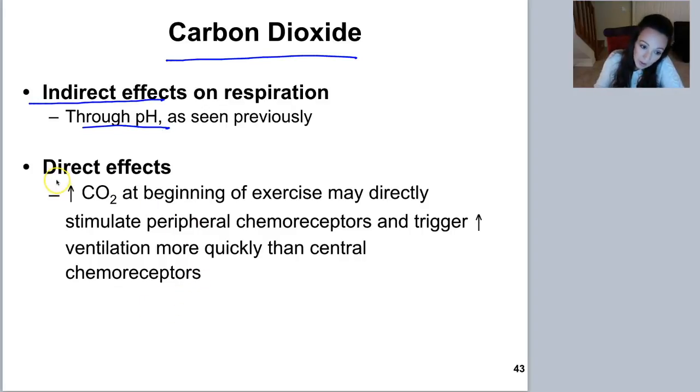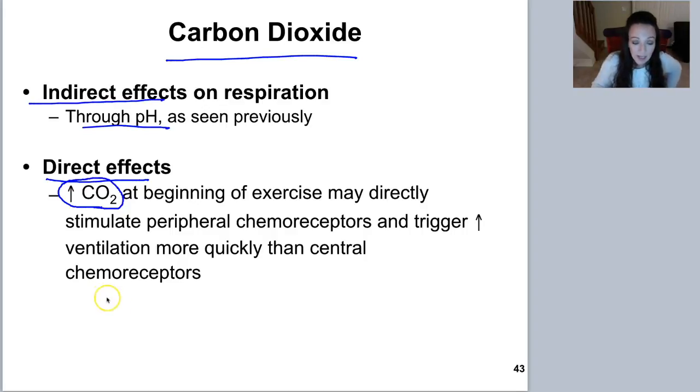But carbon dioxide also has direct effects on breathing. So when we very first begin our exercise, we might have a slightly elevated CO2 level. We might have a high partial pressure of CO2, because when we first start exercise, our breathing rate hasn't increased much yet. This is like in the first minute or so of our exercise. And our muscles are working harder, so they're producing a lot of CO2, yet we haven't begun to expel it very quickly yet, because our breathing rate hasn't increased.